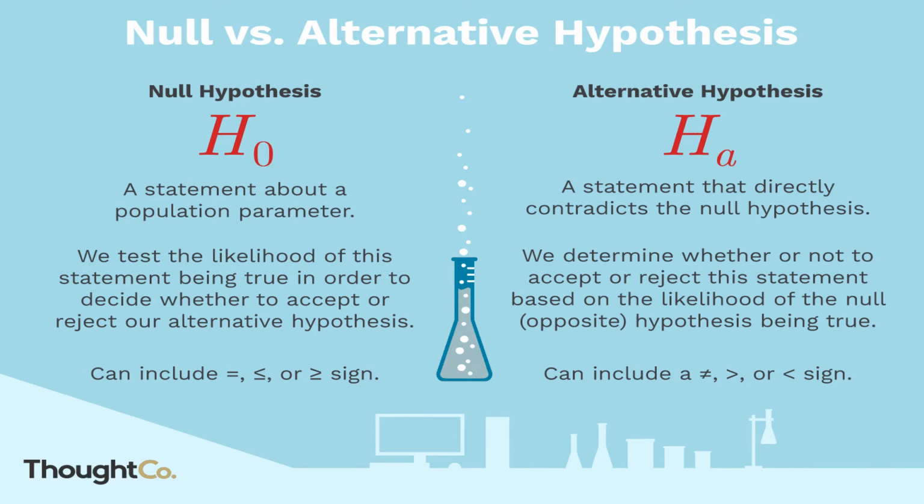And you have these things such as the null versus the alternative hypothesis. So the null hypothesis is a statement about a population parameter. We test the likelihood of this statement being true in order to decide whether to accept or reject our alternative hypothesis. And then the alternative hypothesis is a statement that directly contradicts the null hypothesis. We determine whether or not to accept or reject this statement based on the likelihood of the null or opposite hypothesis being true.